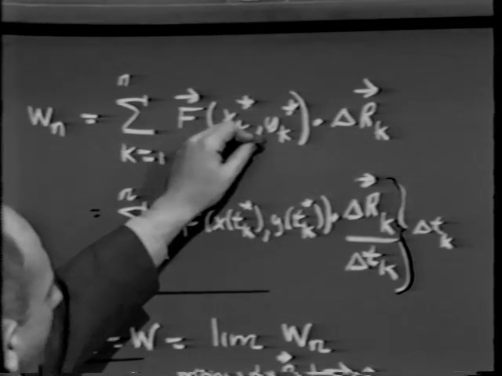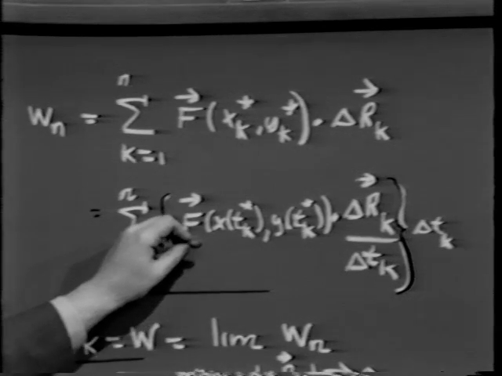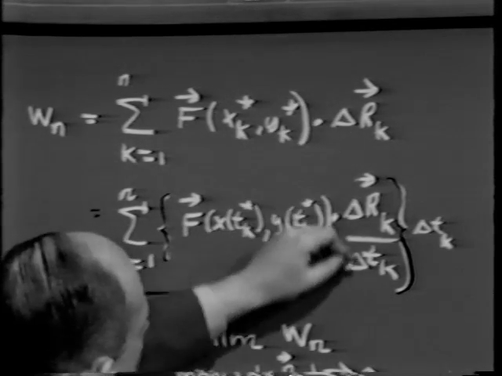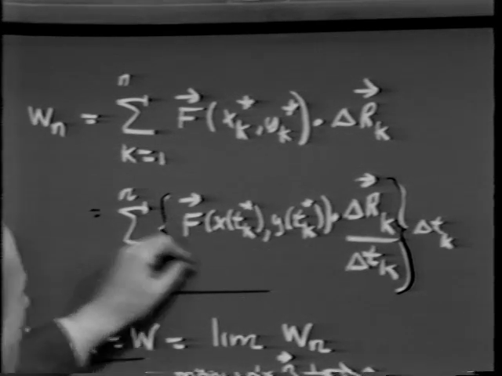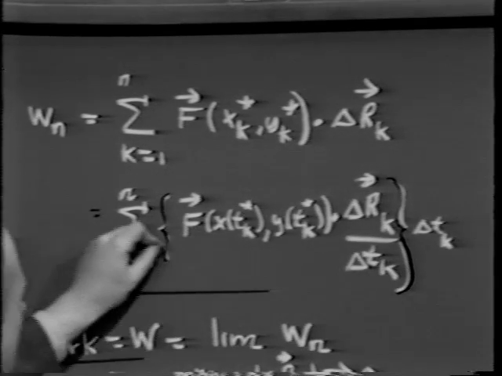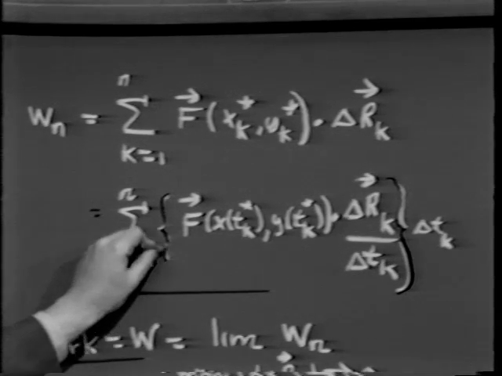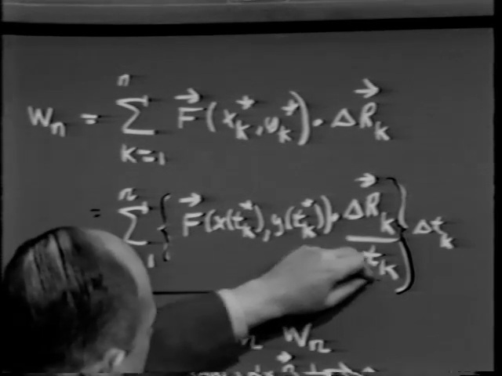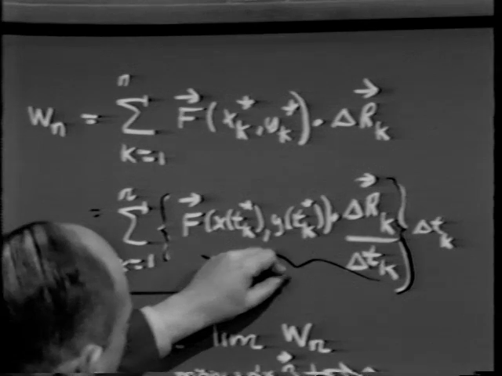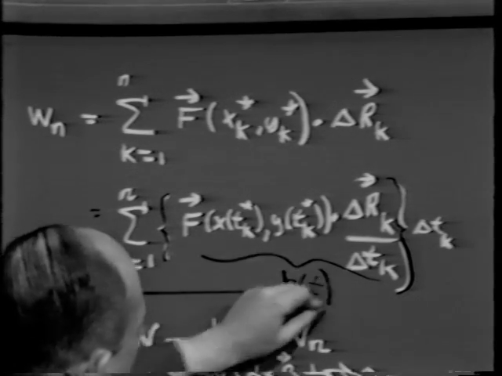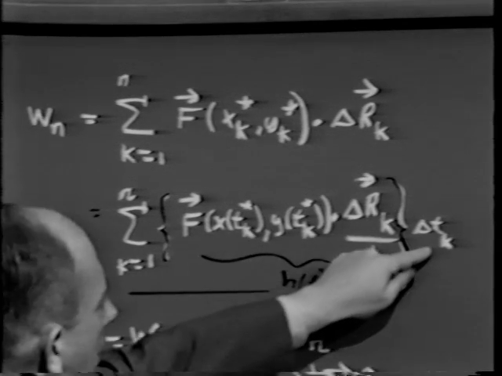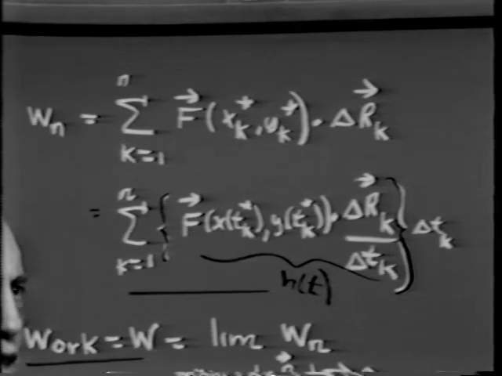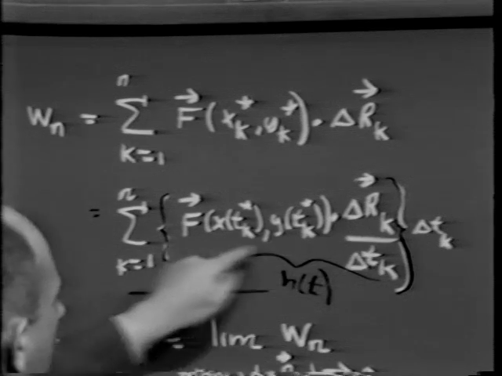And to emphasize this, let me rewrite this simply by dividing and multiplying by delta t sub k, to indicate that what's in the braces, the remaining part of the expression, is really some function of t alone. In other words, notice that this comes very close to being how we define the ordinary definite integral when we want to add things up.